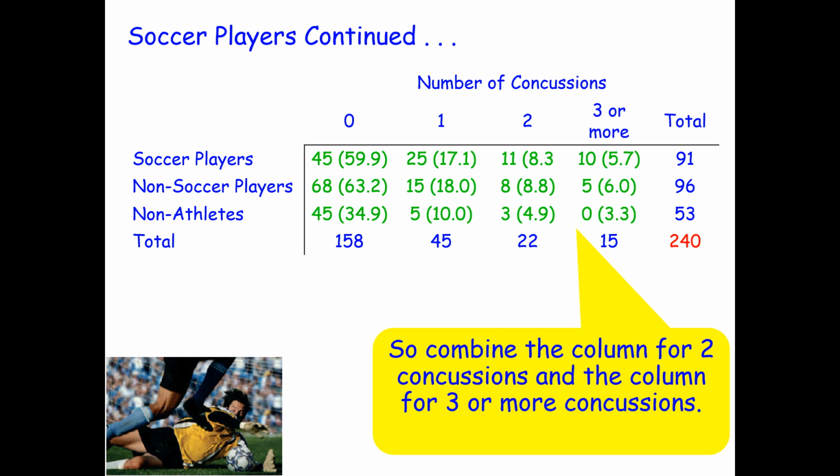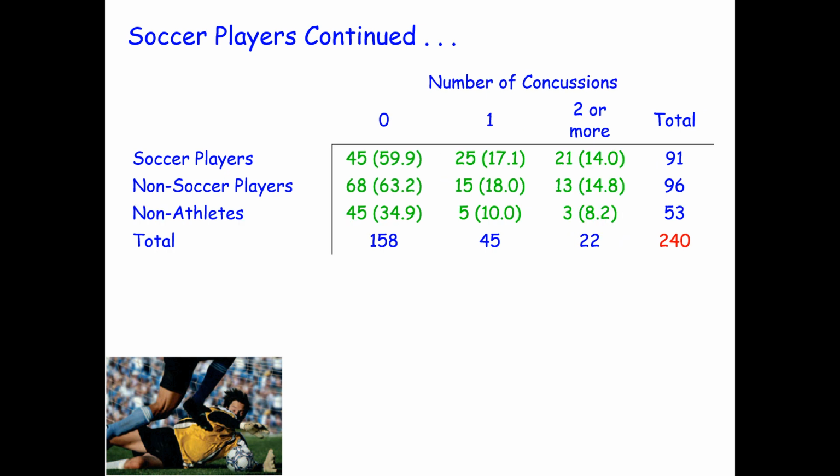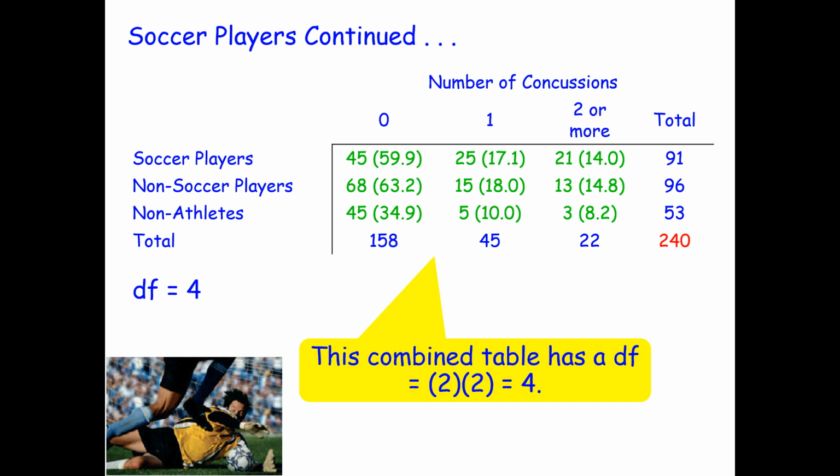So we're going to combine the column for 2 concussions and the column for 3 or more concussions. So now we have 0, 1, or 2 or more. This combined table has degrees of freedom of 2 times 2, which is 4. If you have to combine rows or columns, you have to refigure your degrees of freedom.